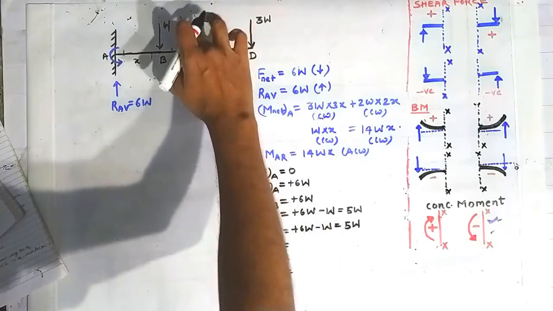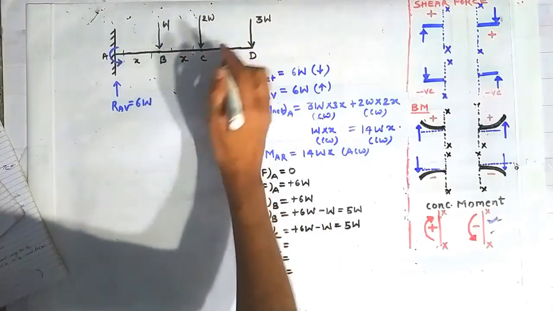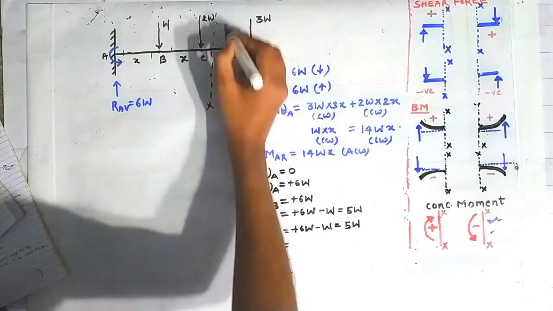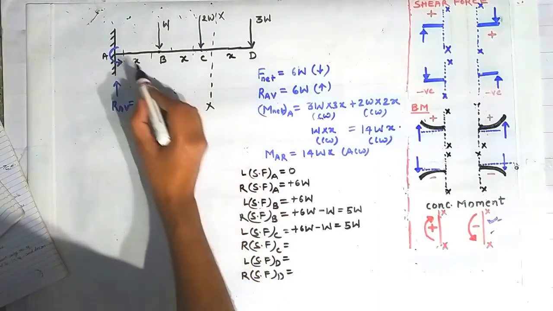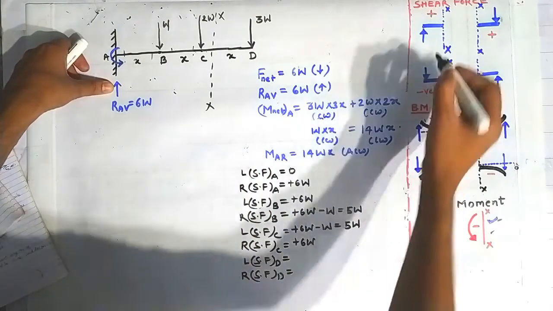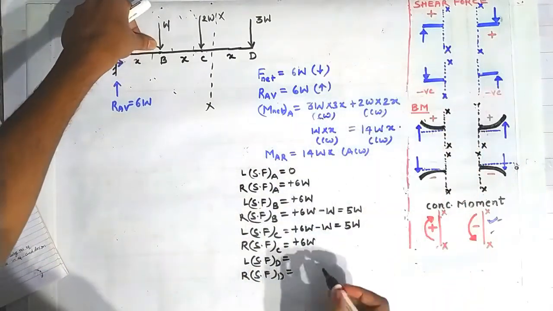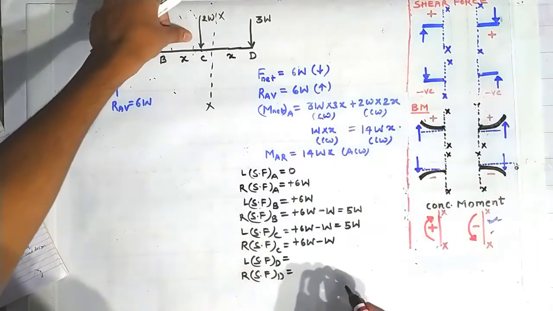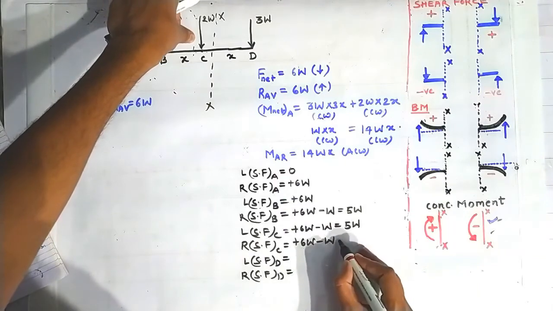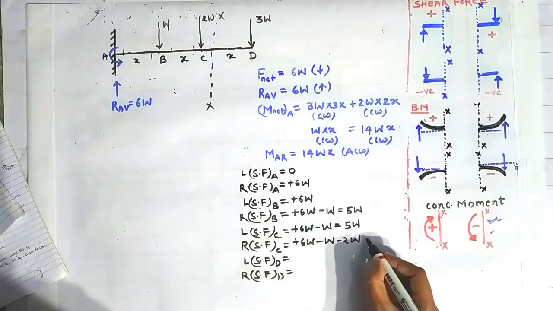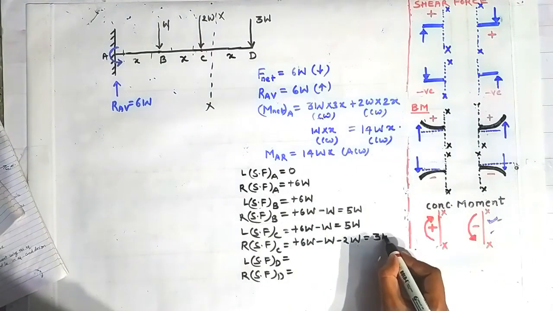Now shear force on the right side of the point C we want to calculate, then we have to construct a section here on the right side of the point C. Now looking on the left side of this section, this force is accounting for a shear force of plus 6W using this sign convention. This is accounting for a shear force of minus W using this sign convention, and this is accounting for a shear force of minus 2W using this sign convention. So it will give us 3W.